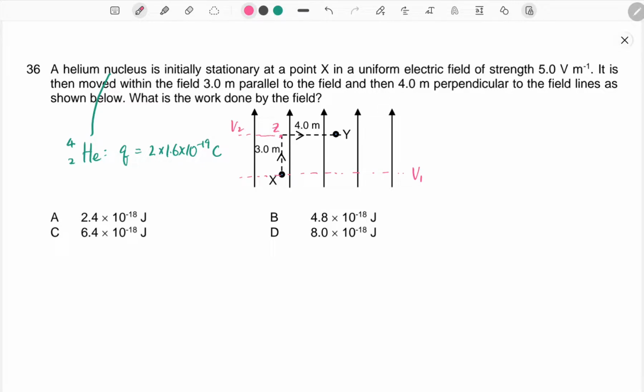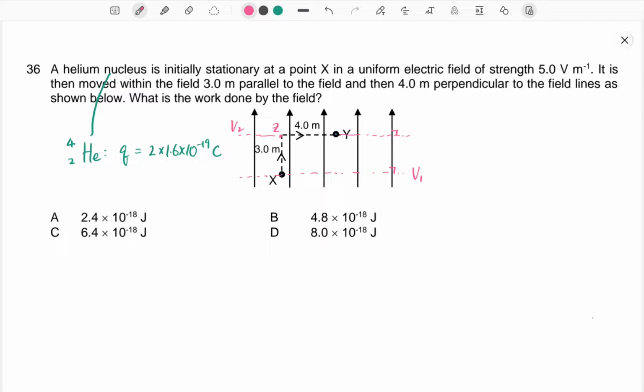But Z is actually on the same equipotential line as Y. How do we see so? Because all these equipotential lines are perpendicular to the E field. Therefore, Z and Y must be on the same equipotential line, which means no work will be done when you move the charge from Z to Y.